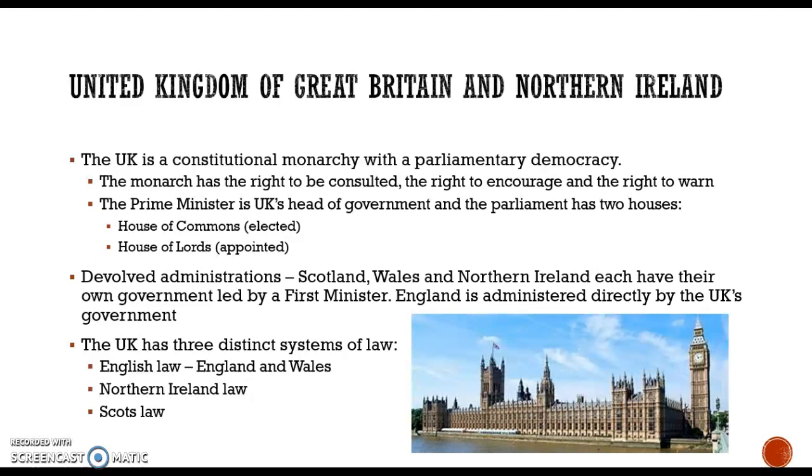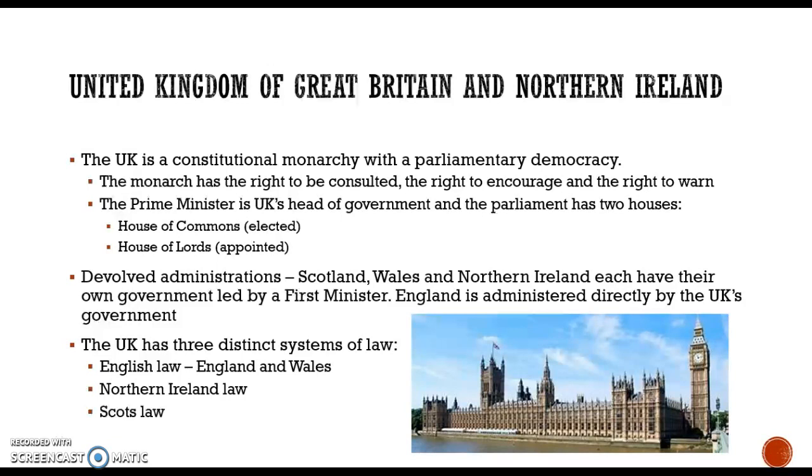And like I said, the prime minister is the UK's head of government, and the parliament has two houses: the House of Commons, which has elected officials, and the House of Lords, who are appointed. The House of Commons is elected every 5 years and tends to have more power than the House of Lords. Scotland, Wales, and Northern Ireland have their own government, and it's led by the First Minister, while England is administered by the UK government and led by the Prime Minister.